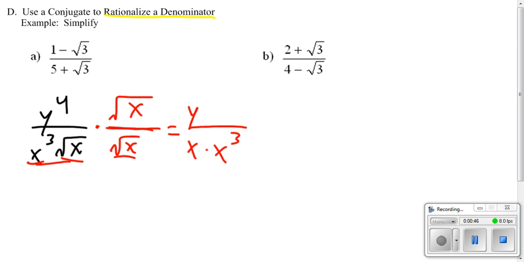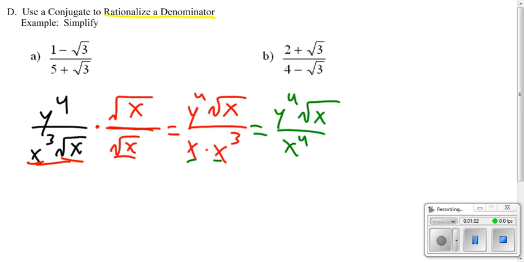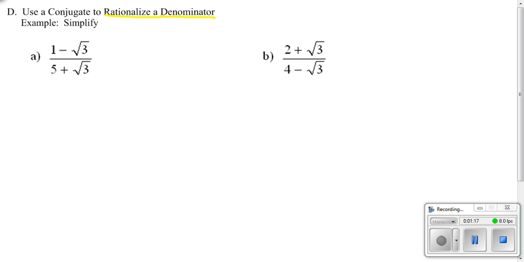In the top there we have y to the fourth times square root of x. From here, simplifying even further, our x times our x cubed becomes x to the fourth, and we still have on top y to the fourth times the square root of x. So this was our final answer for that problem. Notice that we got rid of all of the radicals out of our denominator, which is what we were shooting for. So in that case, because we multiplied everything, we could just multiply by our radical.